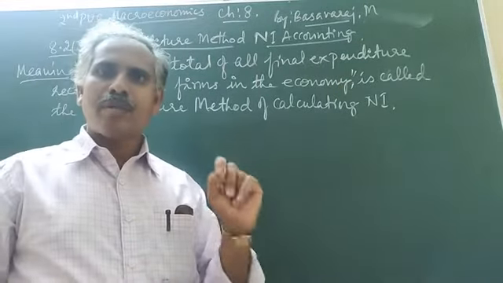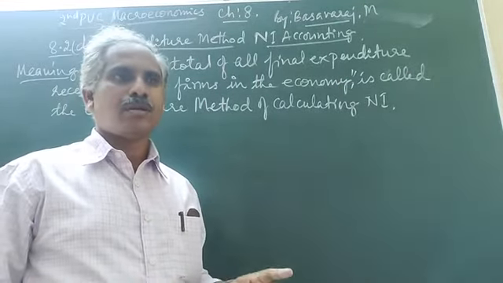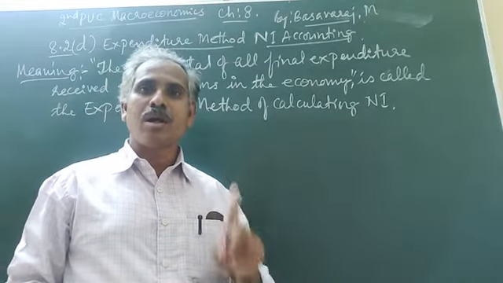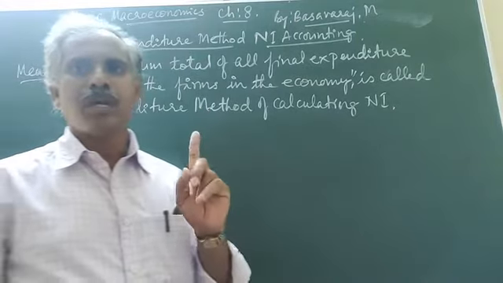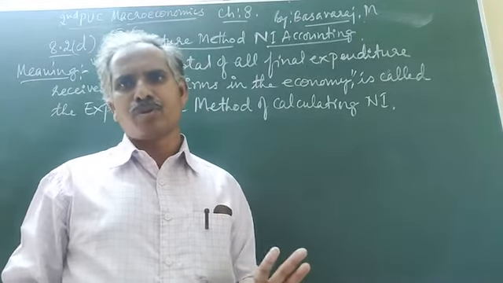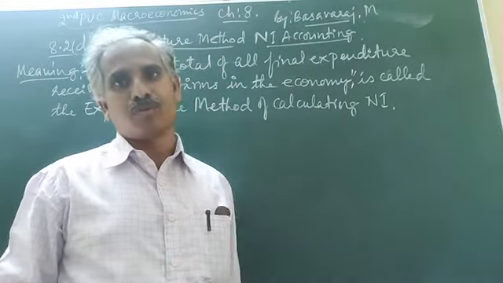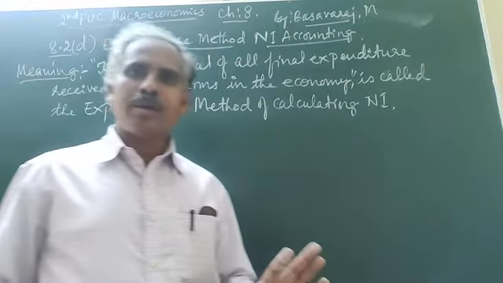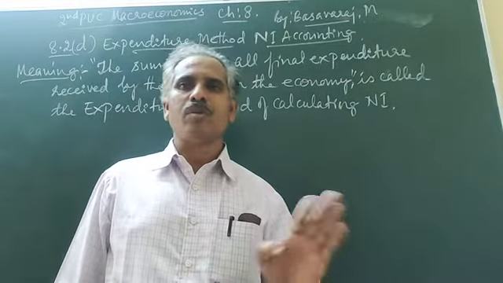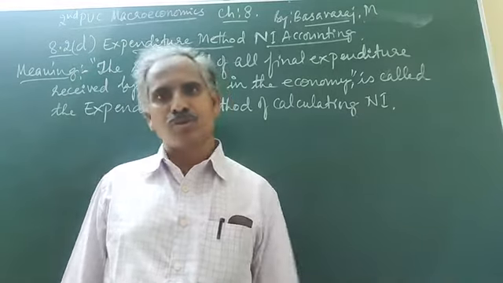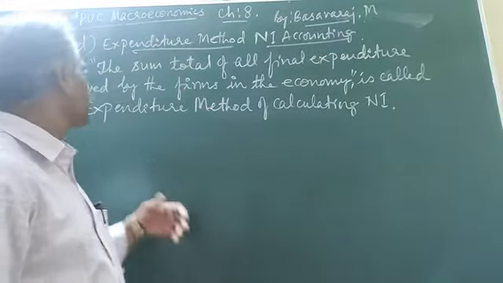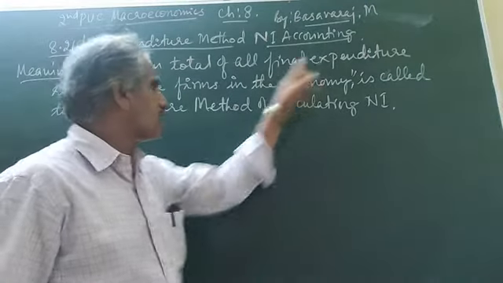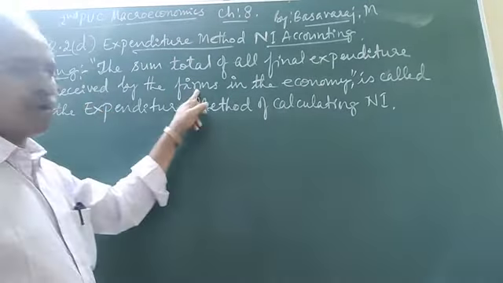The sum total of all final expenditure means the expenditure made by the firms, not on the raw materials and also semi-produced goods. It has to be for the final good. This is called final expenditure. After making the expenditure, it should not go for the further production of any other goods. That could be called final expenditure. Sum total of all final expenditure received by the firms.